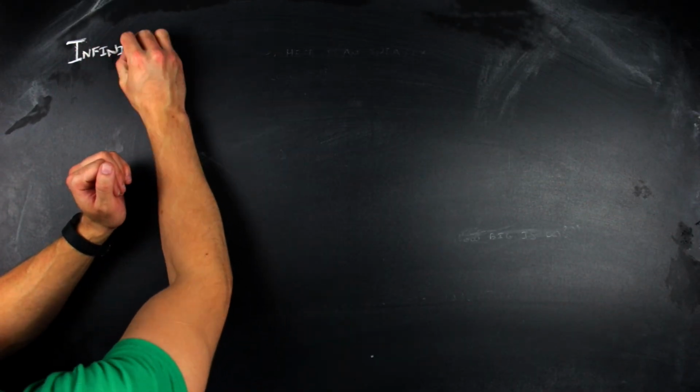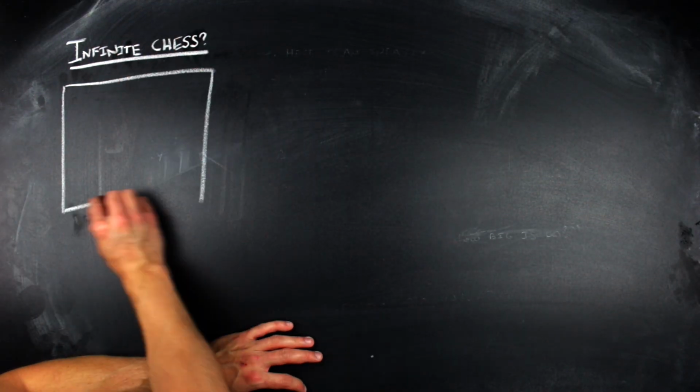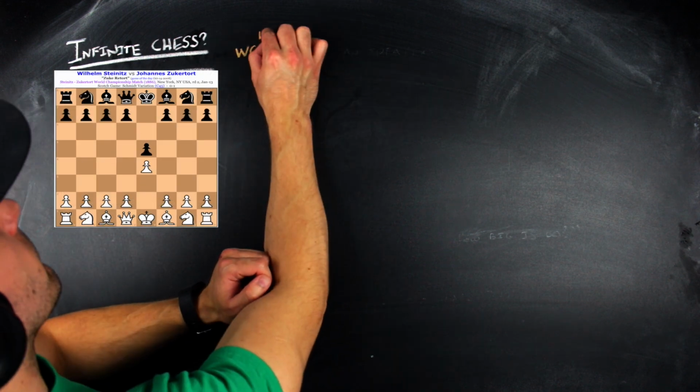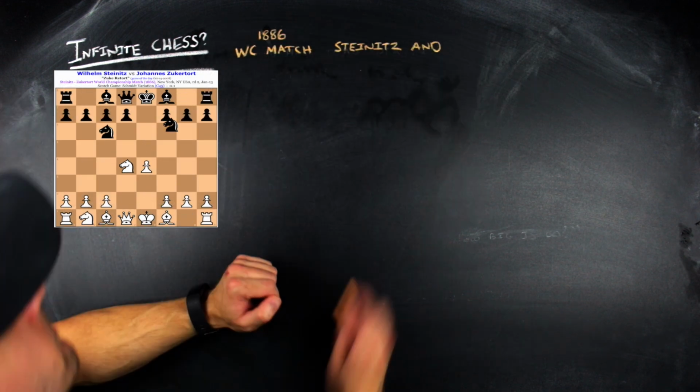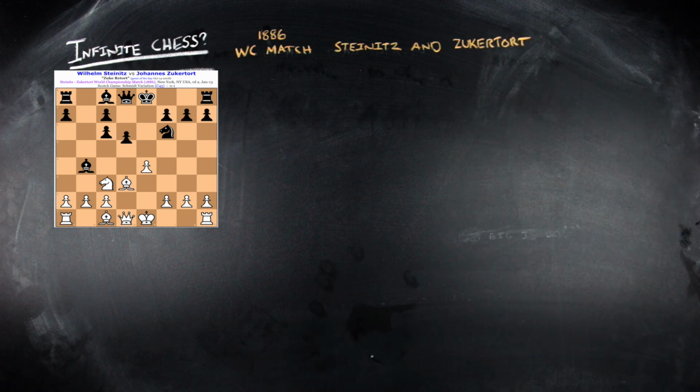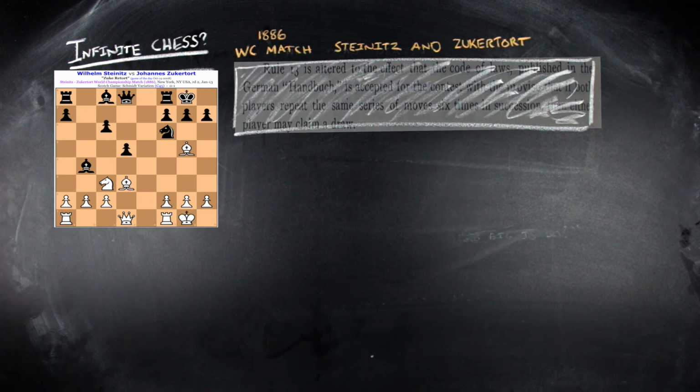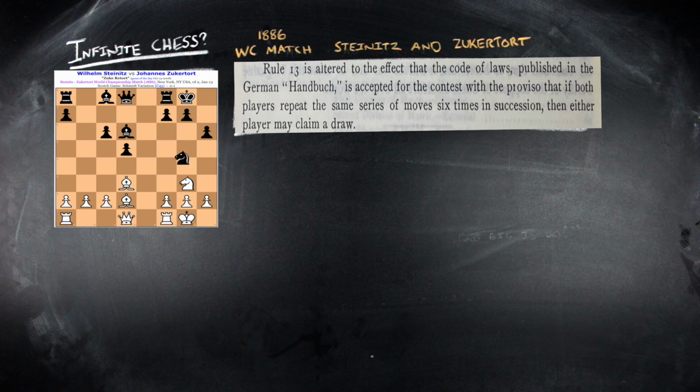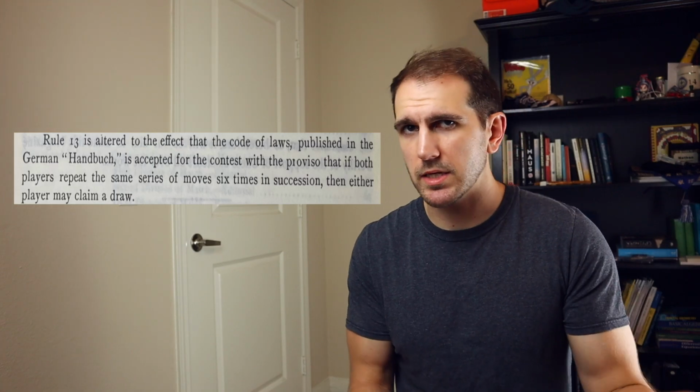So in 1886, the first World Championship chess match was played between Wilhelm Steinitz and Johannes Zukertort. The match was a first to 10 wins competition under rules agreed upon by the pair. Rule 13 in the list from the German handbook on the game stated that if both players repeat the same series of moves 6 times in succession, then either player may claim a draw. Now, the inclusion of this rule probably seems straightforward.